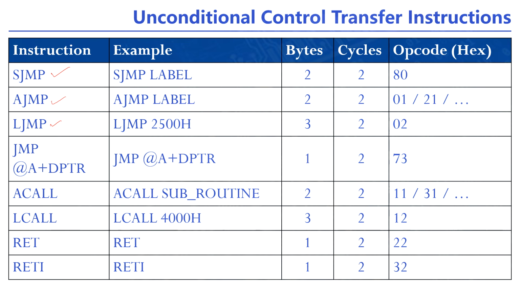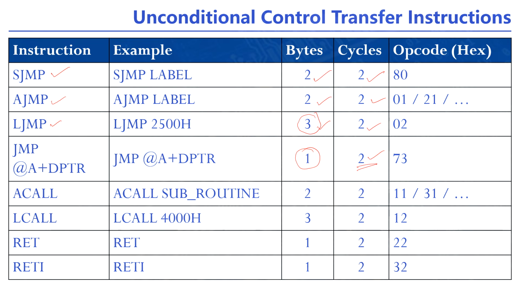So you can see here SJMP requires only 2 bytes and 2 clock cycles to complete the execution of this instruction. AJMP is also the same, 2 and 2, whereas LJMP requires 3 bytes to store this instruction in memory, but it is also executed within 2 machine cycles. Similarly, we have JMP @A+DPTR. This requires only 1 byte in memory, but for execution it takes 2 clock cycles.